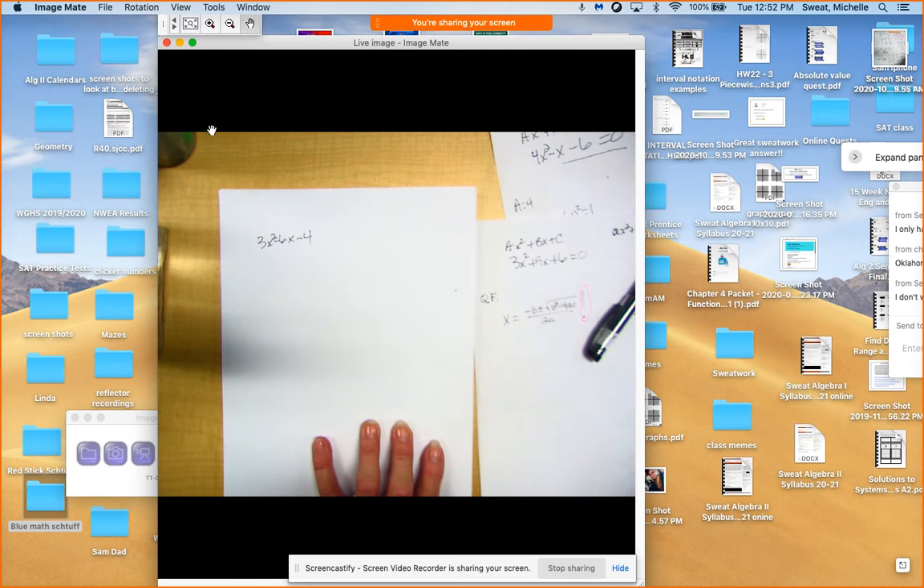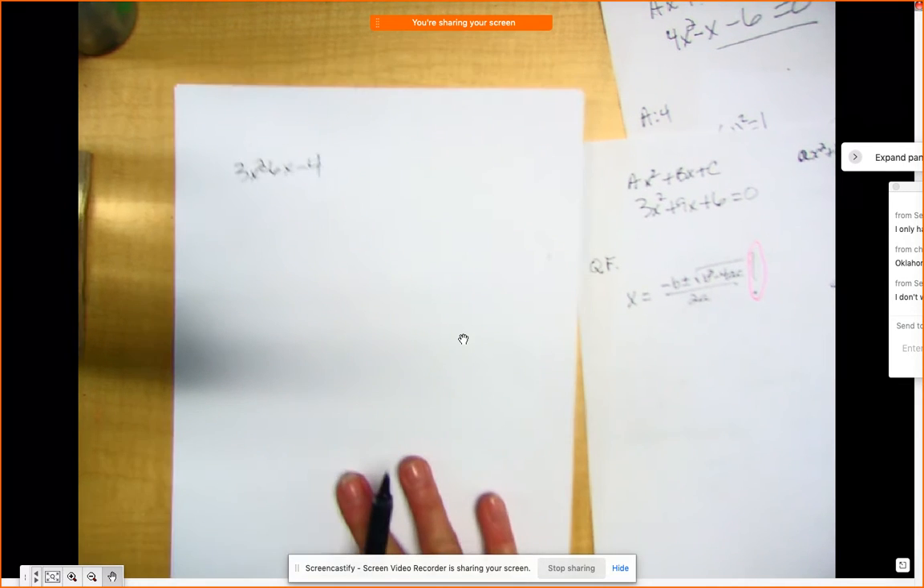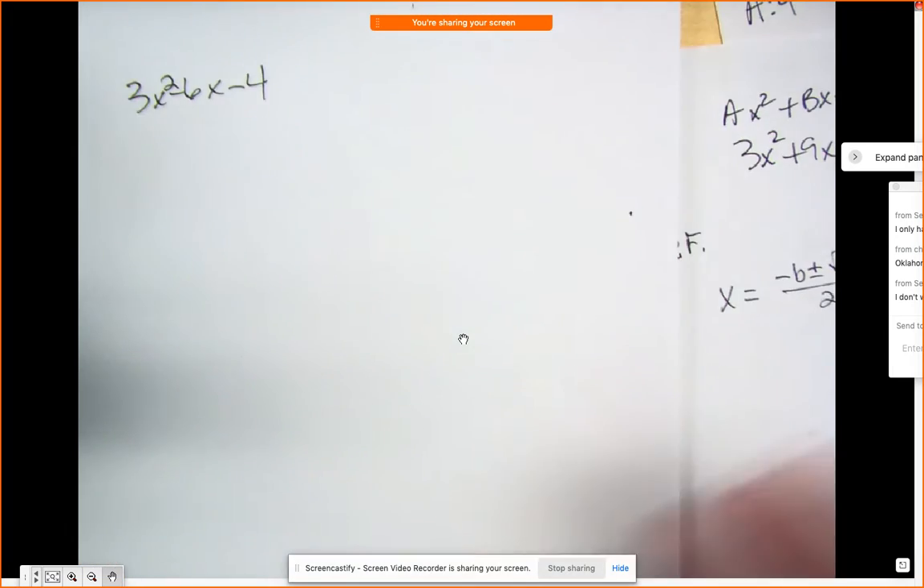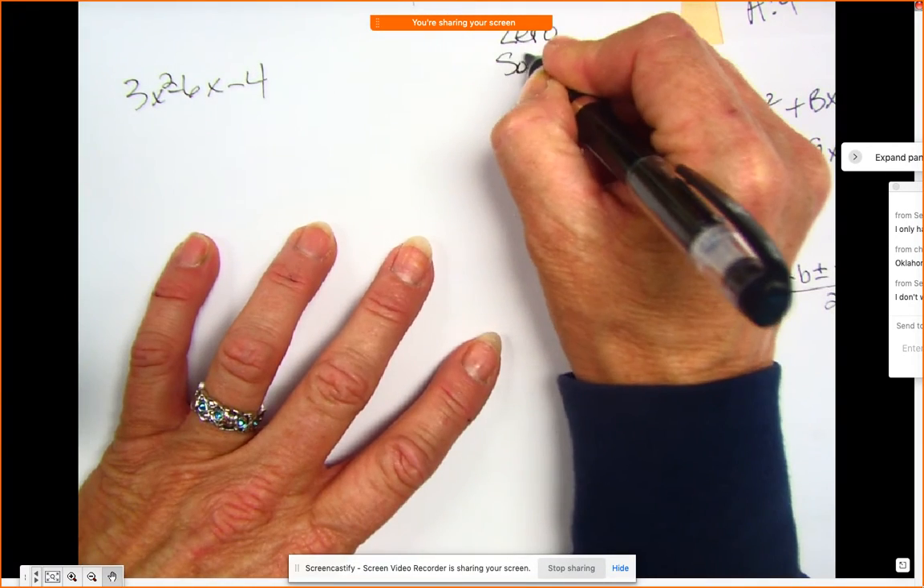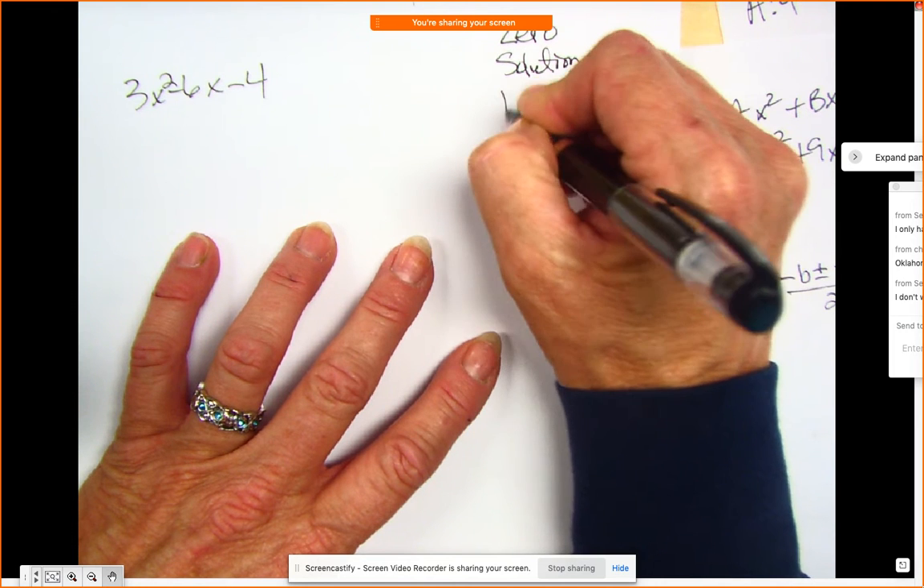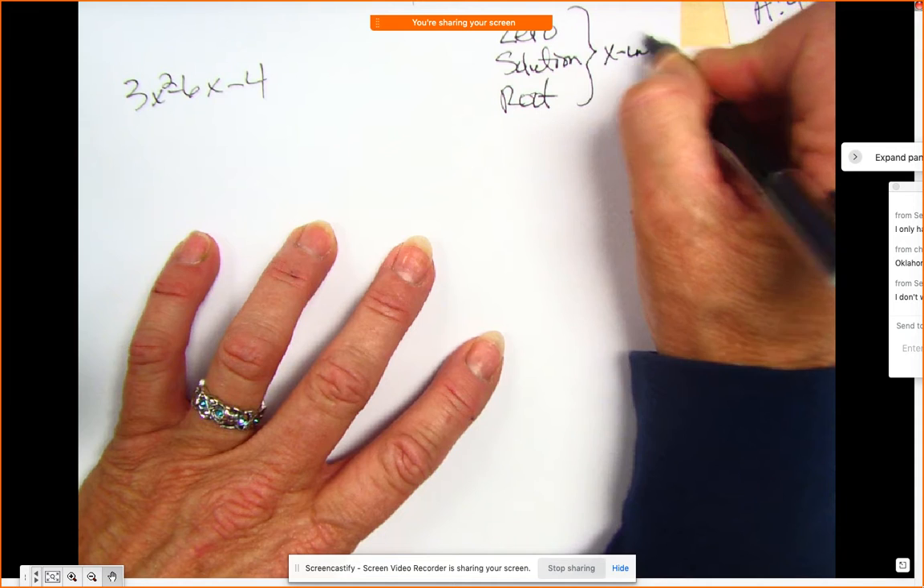All right, round two, ready and fight. Okay, I want to use the quadratic formula to find the two zeros. Remember, it could be called a zero, a solution. It could also be called a root. I refer to them all as x-intercepts.